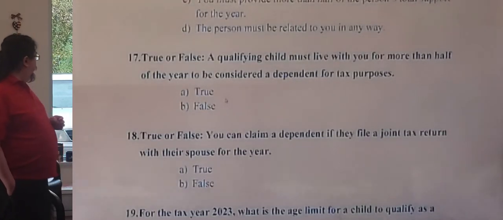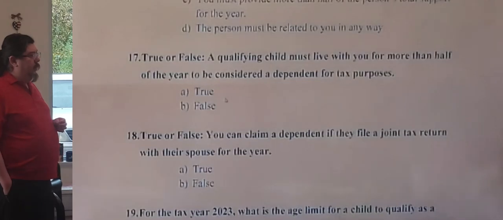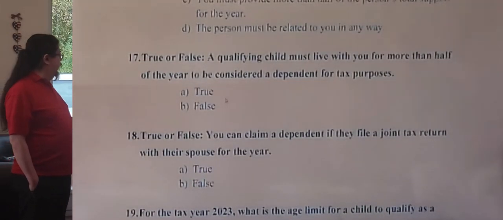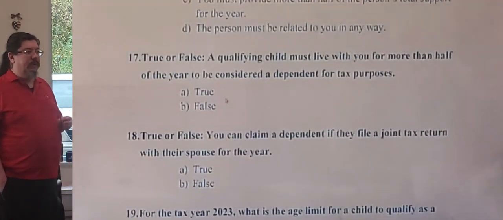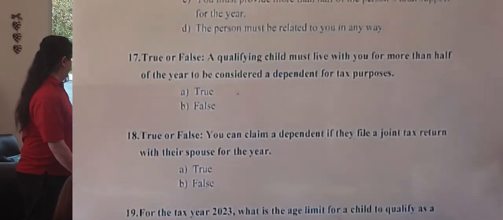True or false, you can claim a dependent if they file a joint tax return with their spouse for the year. That's going to be mostly false. Again, there's an exception if the only reason they filed was to get their withholding back and they weren't otherwise required to file.